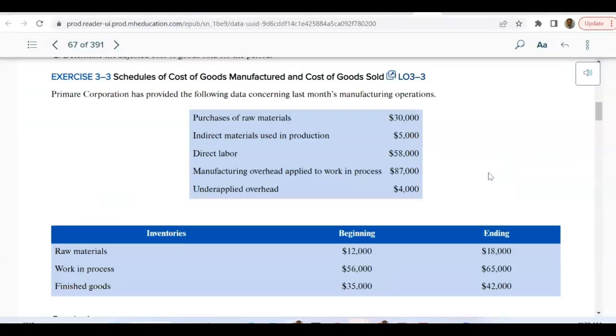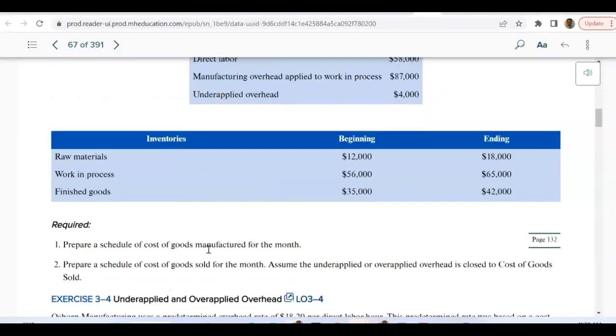Make sense? How it works? Okay. So prepare a schedule of cost of goods manufactured for the month and prepare the schedule of cost of goods sold for the month. So those are two different reports. One of them, the schedule of cost of goods manufactured: how much did you manufacture? And then the schedule of cost of goods sold, you are calculating how much has been recognized as cost of goods sold. Assume that under-applied and over-applied overhead is closed to cost of goods sold.